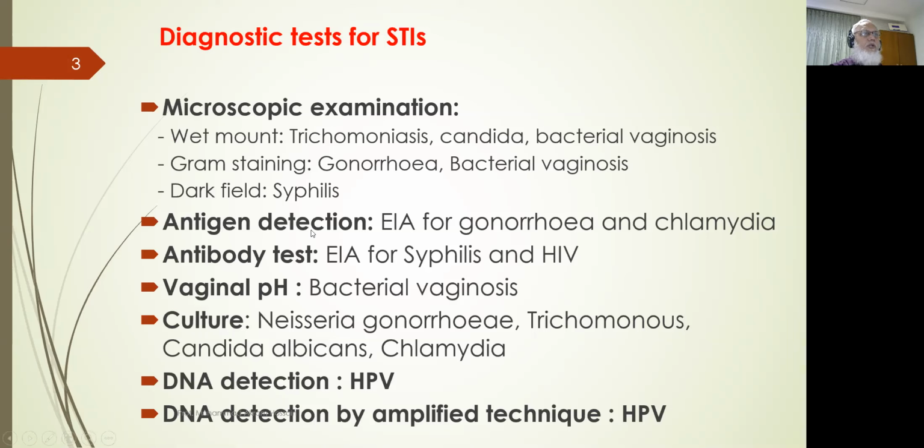Immunological tests based on antigen detection are helpful for diagnosis of gonorrhea and chlamydia. Antibody tests for syphilis and HIV. Vaginal pH detection helps in diagnosis of bacterial vaginosis. Culture is important. Culture plays a very important role in Neisseria gonorrhoeae and Candida albicans. And DNA detection is helpful for diagnosis of human papillomavirus, and PCR, that is NAT, nucleic acid amplification test, is also helpful for human papillomavirus.